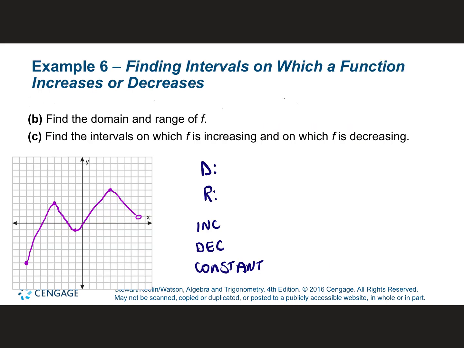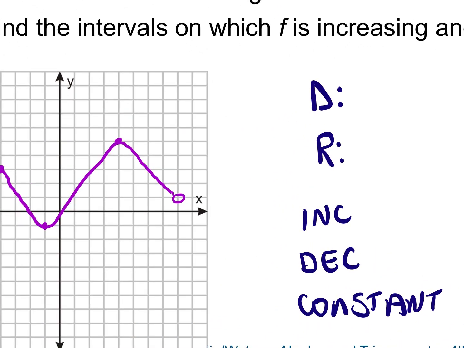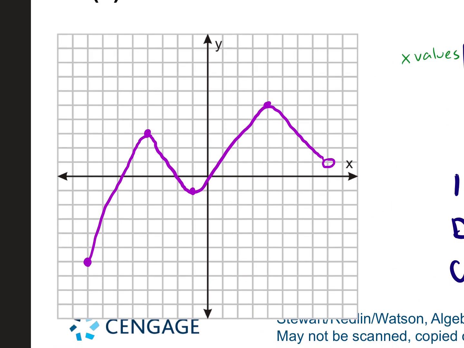Let's do some examples. So here we want to find the domain, range, the intervals of increasing, decreasing, and constant. So domain, what am I looking at? The x values. So what is the smallest x value that my graph has? What would that number be? The smallest x value here.